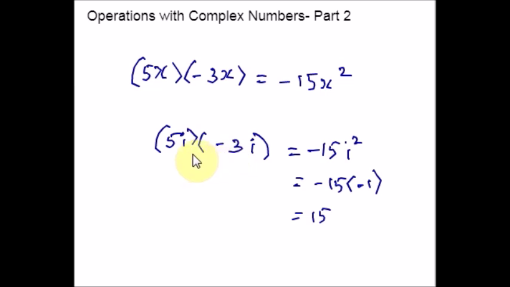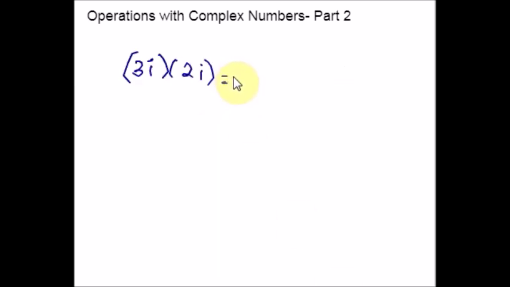Now let me take a different example with different signs. Multiply the coefficients of i together and then multiply i times i, which will give us 6i squared. Replace i squared with negative 1. 6 times negative 1 is negative 6. You can also notice that the product of two imaginary numbers is a real number. Am I right? We will also see this again when we multiply two complex numbers.